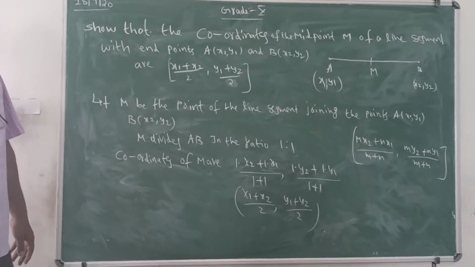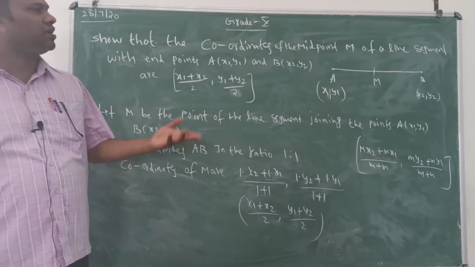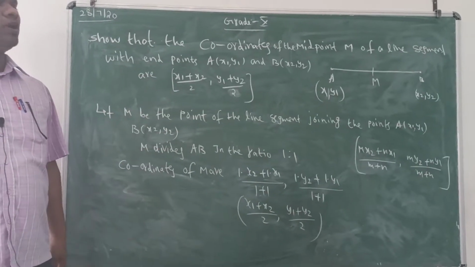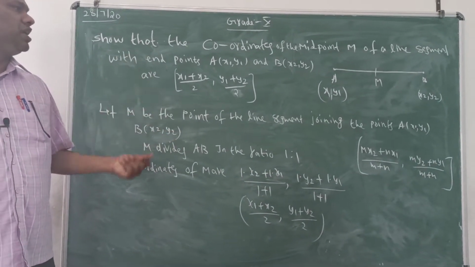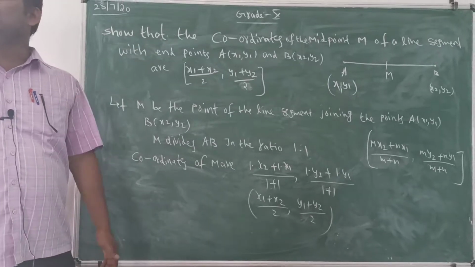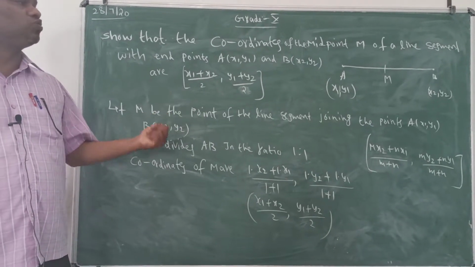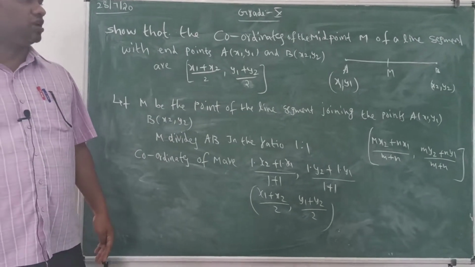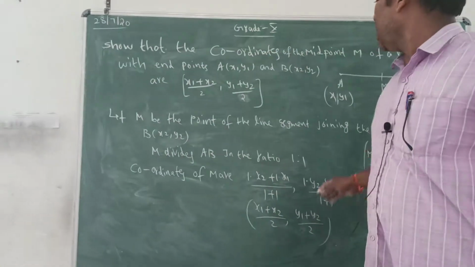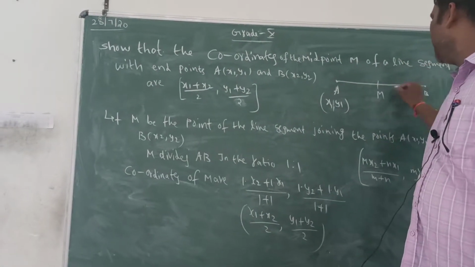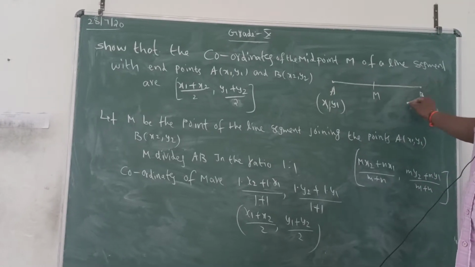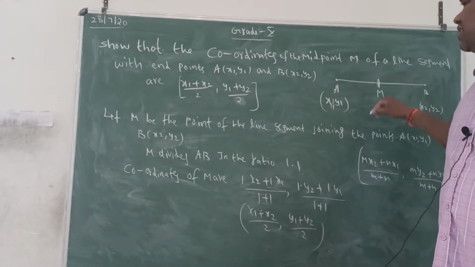Show that the coordinates of the midpoint M of a line segment with end points A(x1, y1) and B(x2, y2) are ((x1 + x2)/2, (y1 + y2)/2). It is the midpoint formula. See here, AB is a line segment, and M is in the exact middle.